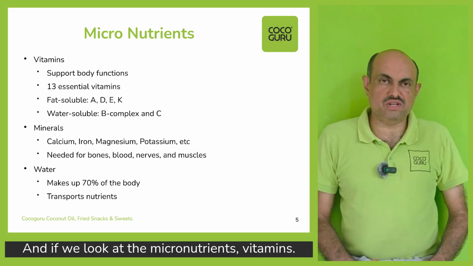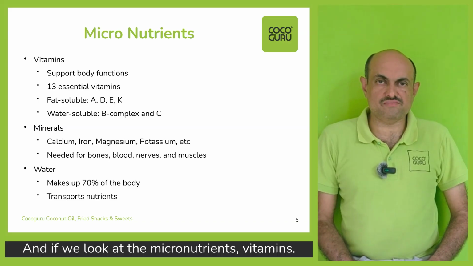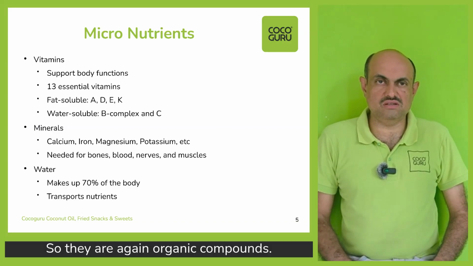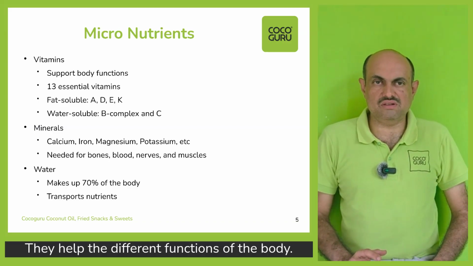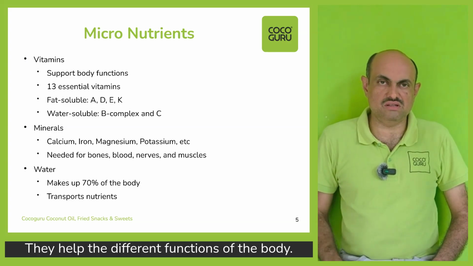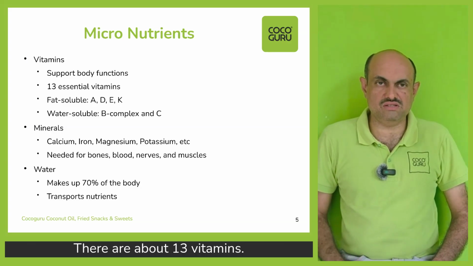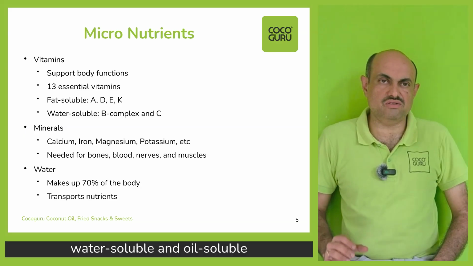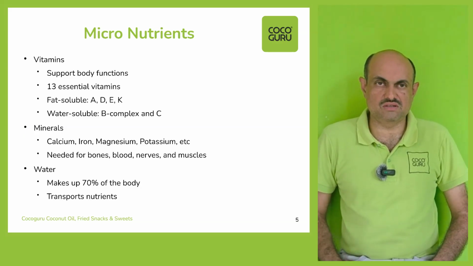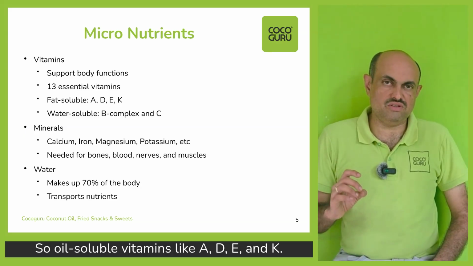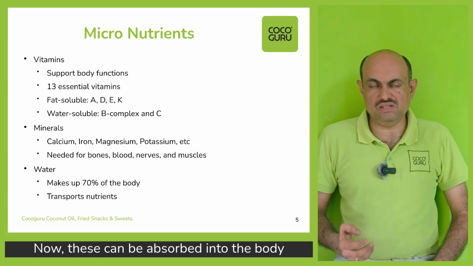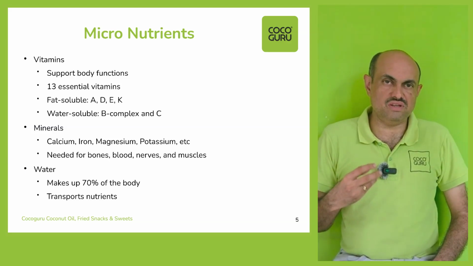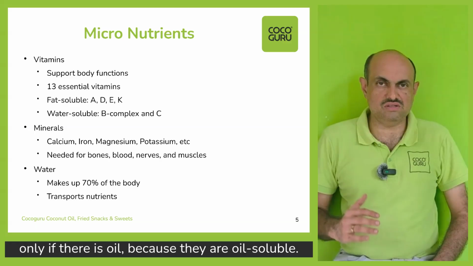If we look at the micronutrients, vitamins are again organic compounds. They help the different functions of the body. There are about 13 vitamins. They can be classified into water soluble and oil soluble vitamins. Oil soluble vitamins are like A, D, E, and K. Now these can be absorbed into the body only if there is oil, because they are oil soluble.